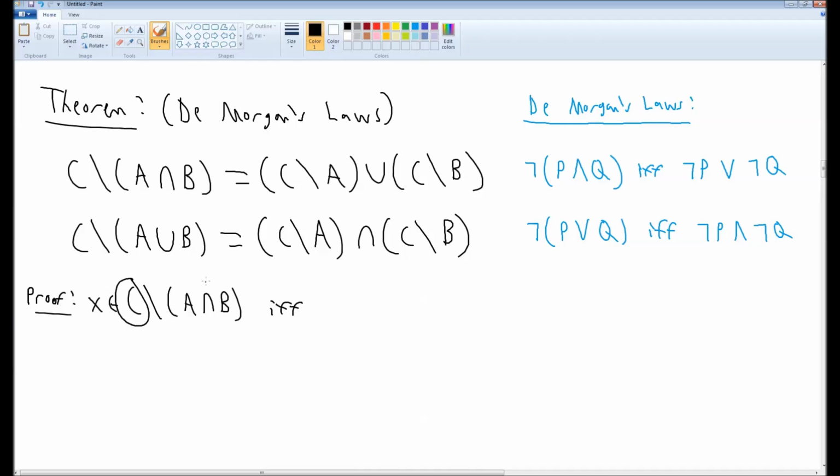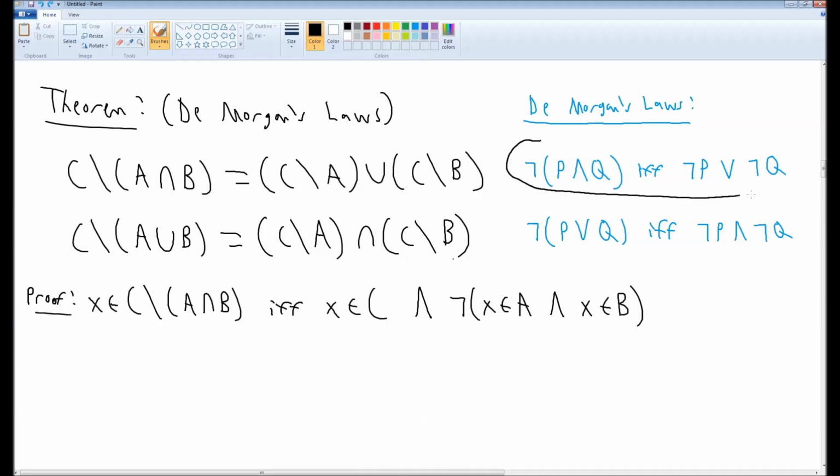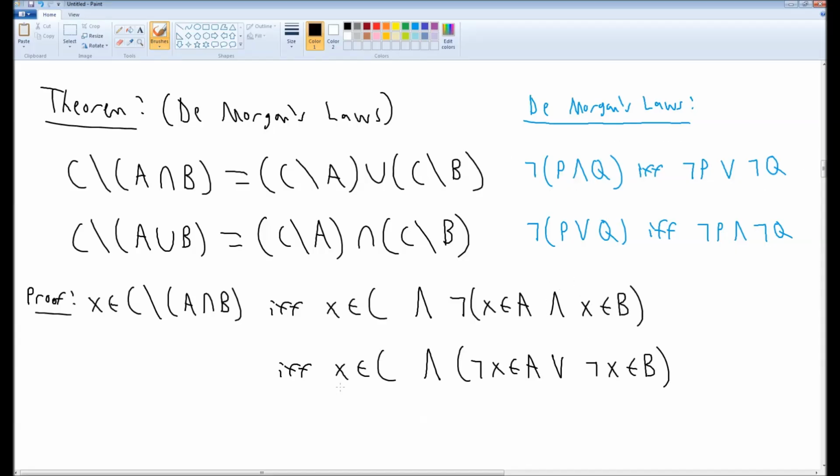In other words, you're not in both A and B. In other words, this is the same as saying you're in C, and it's not the case that you're in both A and B. Okay, but now by De Morgan's law from logic, we can distribute this not sign and change the "and" to an "or". So this is the same as saying X is in C and either X is not in A or X is not in B.